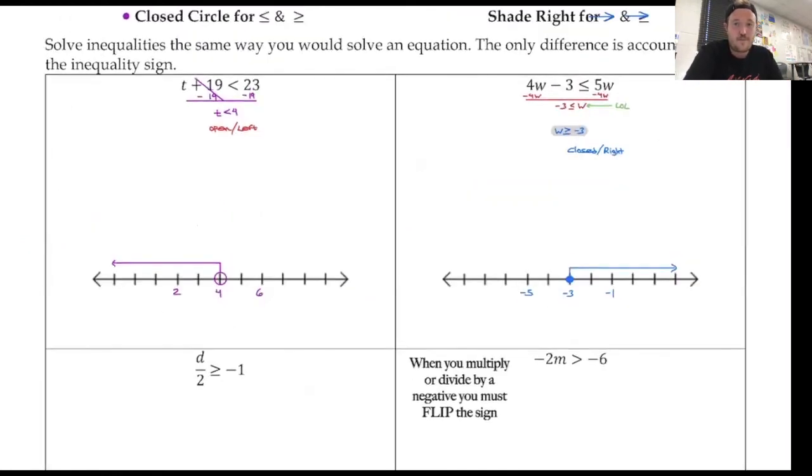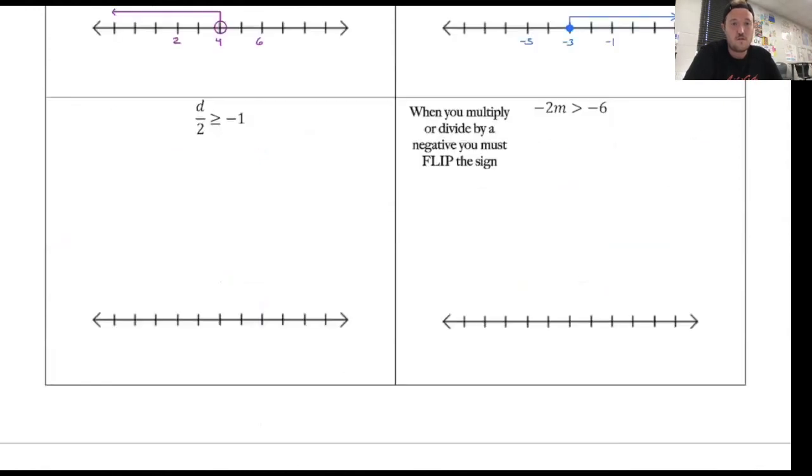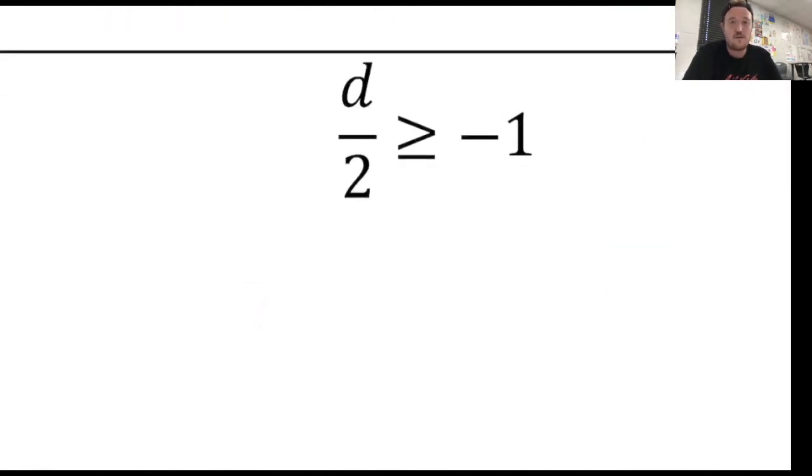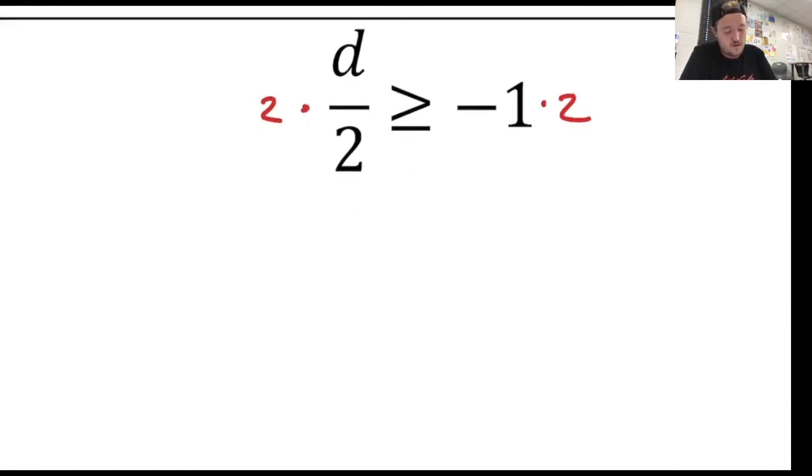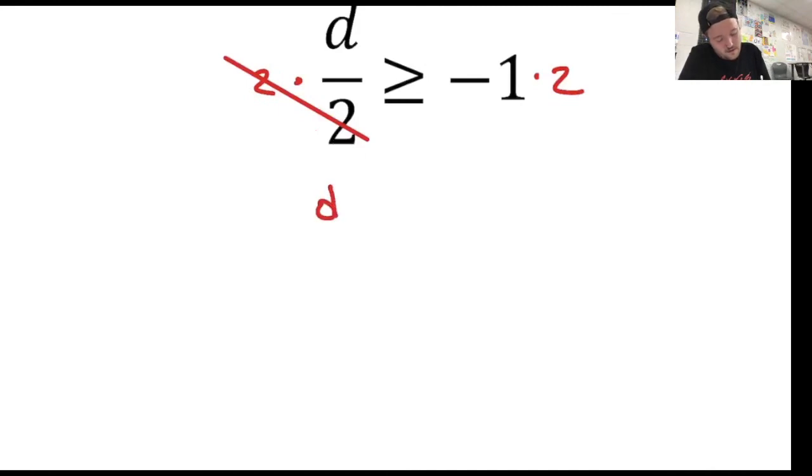All right. Next. So here we have d divided by 2 greater than or equal to negative 1. So if you remember, this is the same as division. So to undo division, I'm going to multiply. So I'm going to multiply by 2. So those are going to simplify. So I have d greater than or equal to negative 1 times 2, which gives you negative 2.